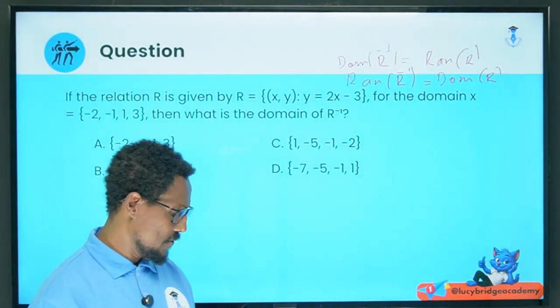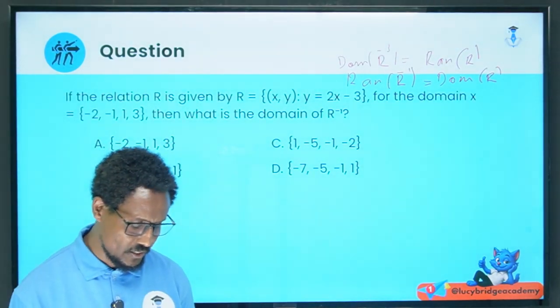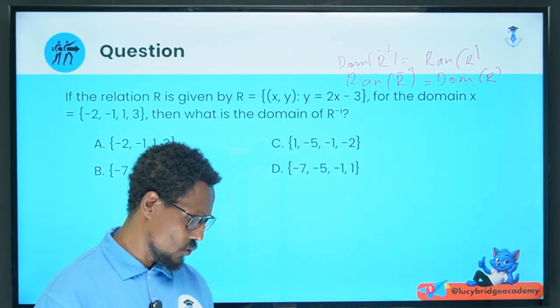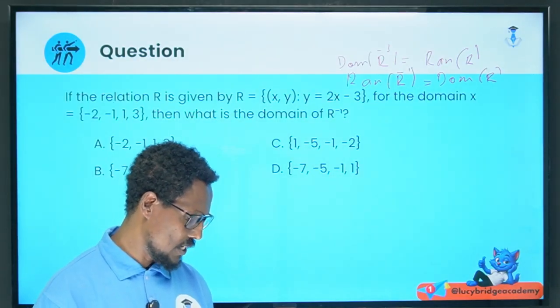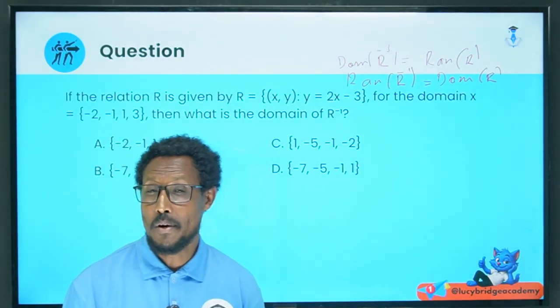If the relation R is given by R which is equal to (x, y) such that y is equal to x minus 3 for the domain x which is equal to minus 2, minus 1, 1, 3, then what is the domain of R inverse? We are asked to find the domain of R inverse.